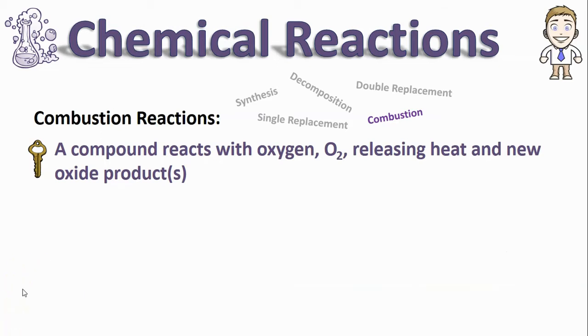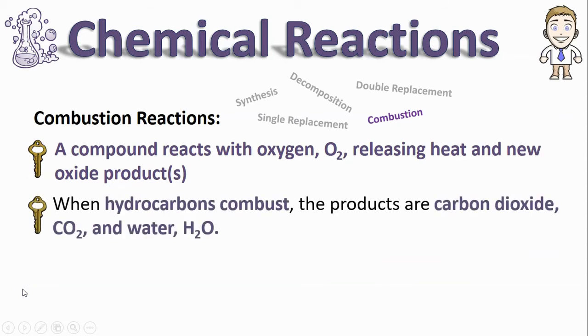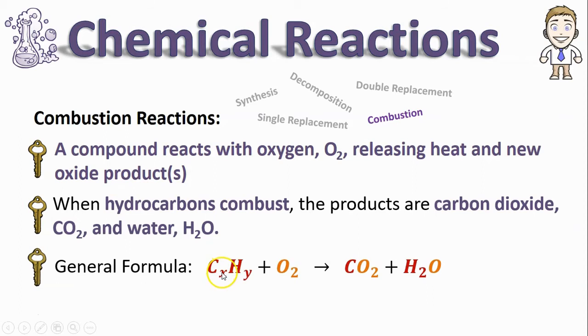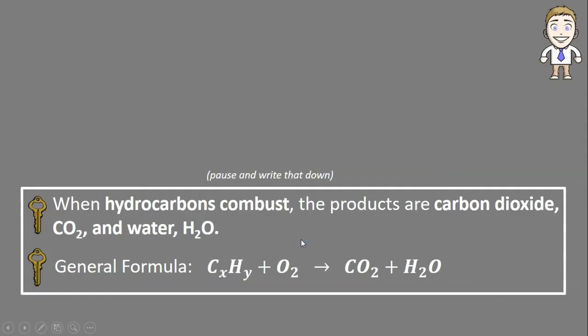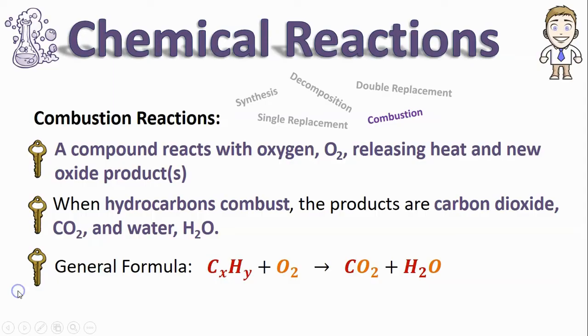Now this is important because when hydrocarbons combust, we'll always get the same two products. Those products are going to be CO2, carbon dioxide, and water, H2O. The general formula for this will be CxHy, so this could be any hydrocarbon reacting with O2 because it is a combustion. Notice the products are CO2 and H2O. The products will always be CO2 and H2O no matter what type of hydrocarbon is combusting.